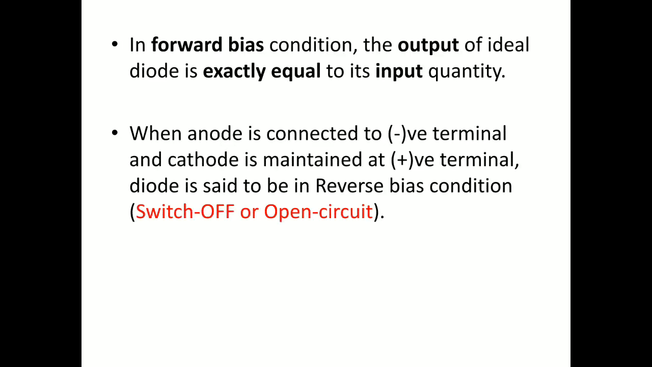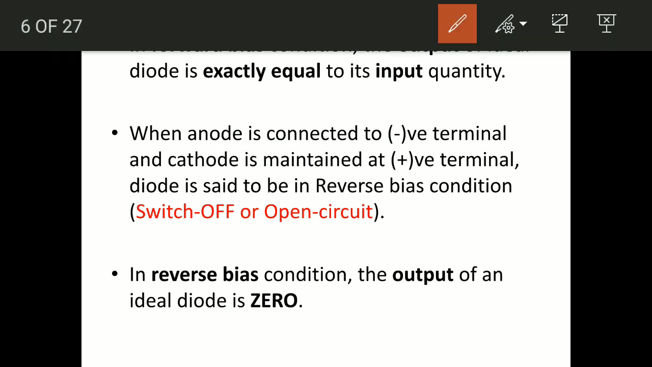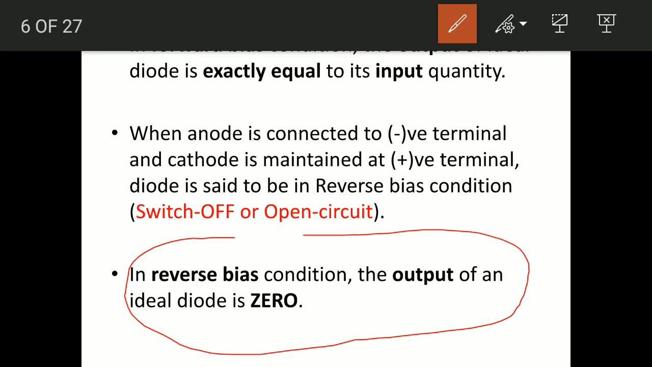So under forward bias condition, the output of an ideal diode is exactly equal to its input, and in reverse bias condition, the output of an ideal diode is going to be equal to 0. So these two things you have to remember, and this topology we are going to implement in order to understand the working of rectifier type instrument.